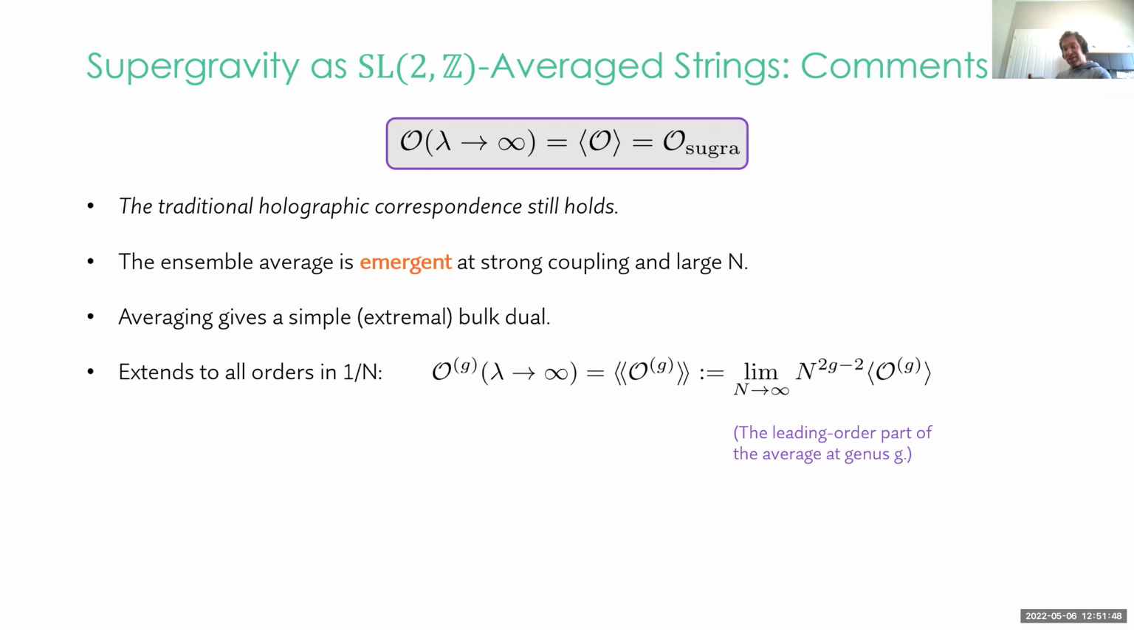There's a version of this that actually extends to all orders in 1 over N. The correspondence there is that if you take the genus G part of the average at leading order in large N, this is equal to the strong coupling limit of the genus G part of the observable. And in order to make this precise, it was important that these renormalization terms I mentioned before had to be subtracted, so that the genus G observable O at large lambda is actually finite, just like this would be, since this is just a number in the 1 over N expansion of some function of N.